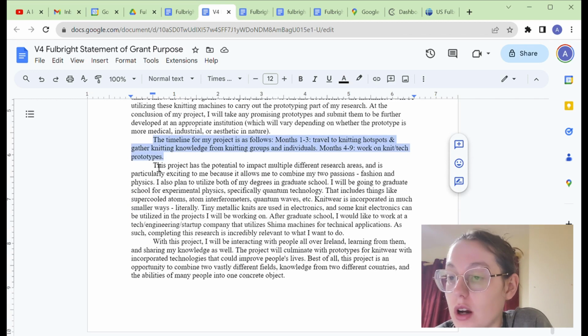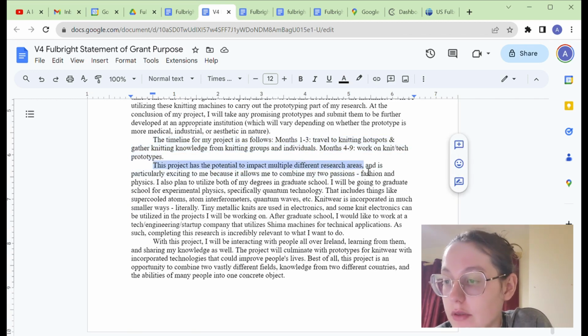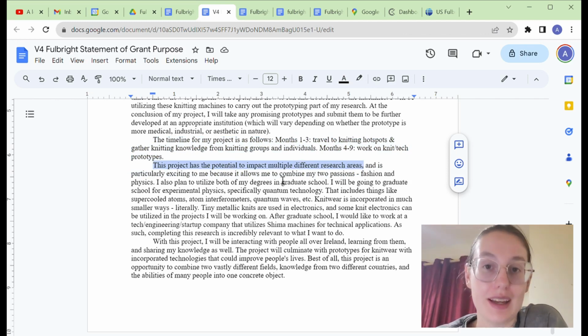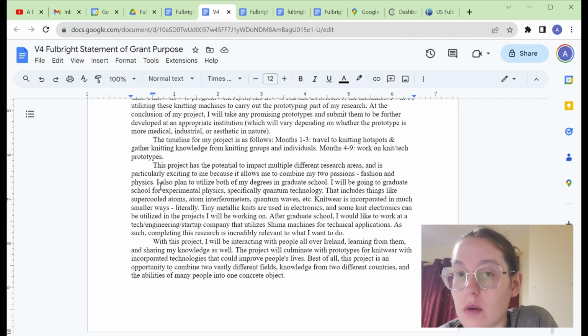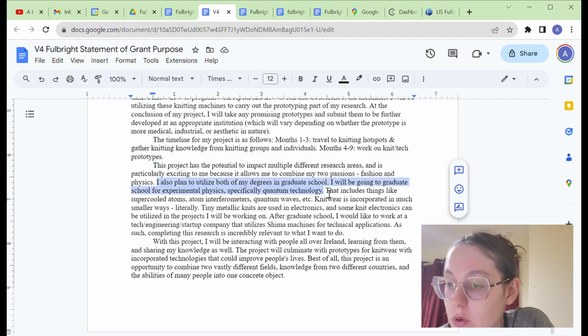Definitely want to talk about the impact the project will have. So I said it'll have different research area impacts, and it combines my two passions. I'm drawing it back, like, I'm a person. I was talking about my future career plans because they asked about that. So I talked about graduate school and what I'm going to do with that and how I can use knitwear in that, and even what I was going to do after graduate school.